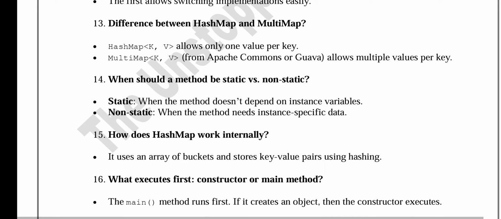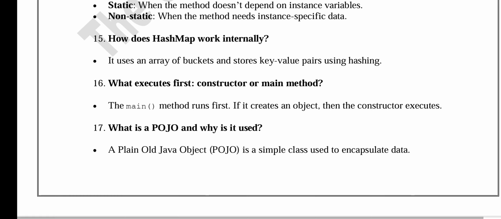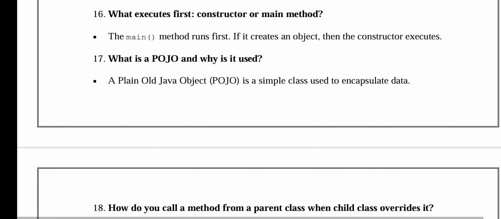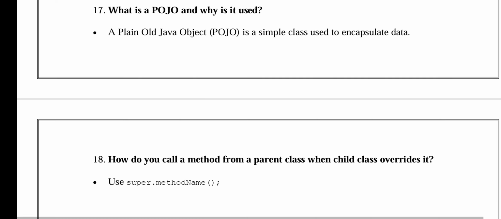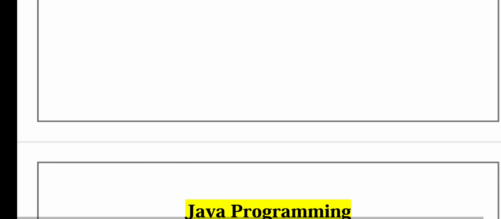Difference between hash map and multi-map? When should a method be static and non-static? How does hash map work internally? What executes first, constructor or a main method? What is a POJO and why it is used? How do you call a method from a parent class when child class overrides it?